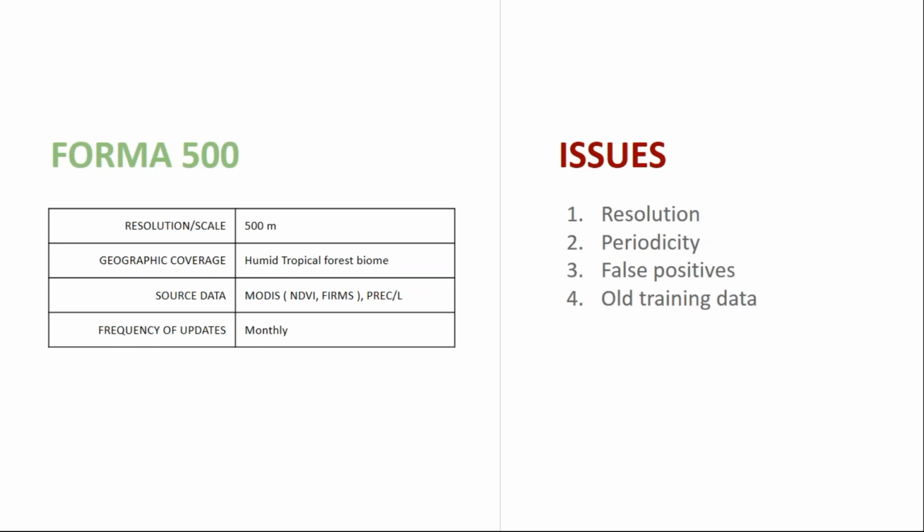The training data that we were using to create the FORMA 500 product dated from 2000 to 2005. So we found that some of the more recent dynamics of clearing, and places that historically hadn't had a lot of clearing but were starting to see accelerated deforestation, we weren't really picking up very well. And then finally, the coverage: FORMA 500 was limited to the humid tropical forest biome. And again, we thought we might be able to expand beyond that.